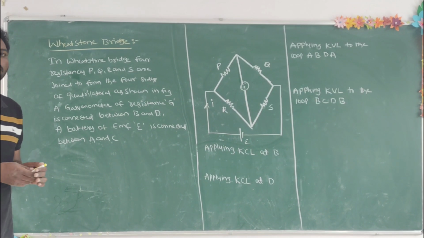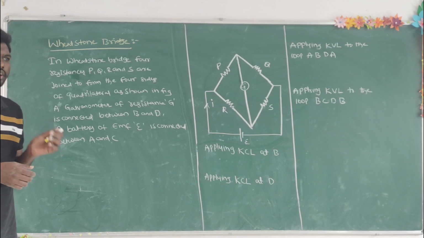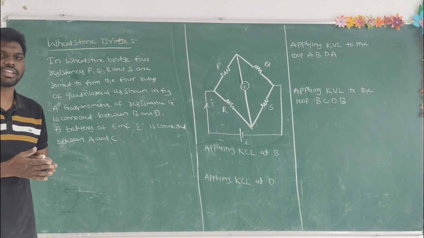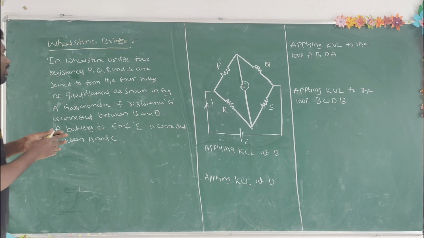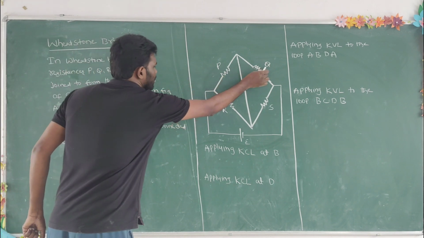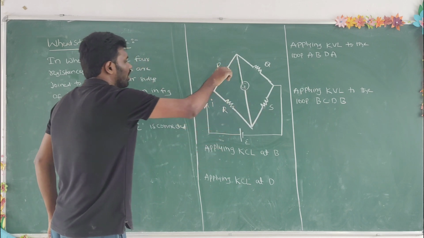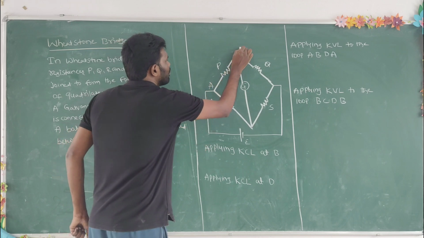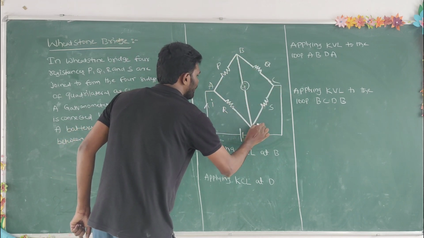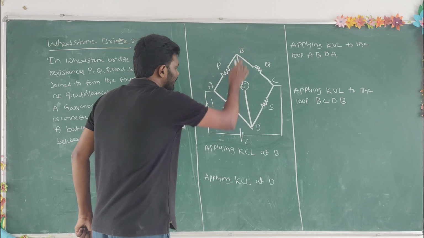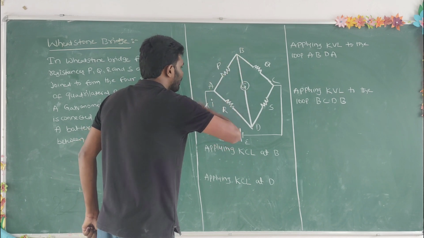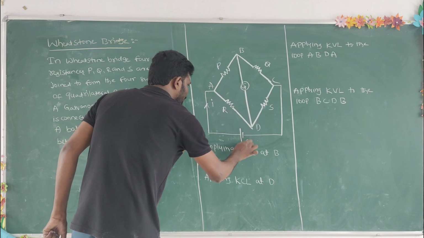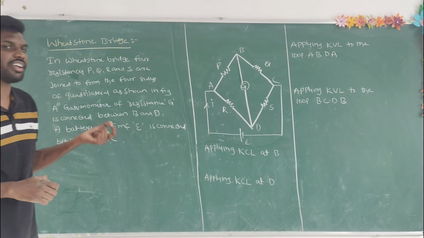Now, by applying Kirchhoff's laws, that is Kirchhoff's current law and voltage law, we need to get the Wheatstone bridge balanced condition. In a Wheatstone bridge, four resistances P, Q, R, S are joined to form a quadrilateral. Across the arm BD, we connect a galvanometer having resistance G, and across AC we connect a battery of EMF E.